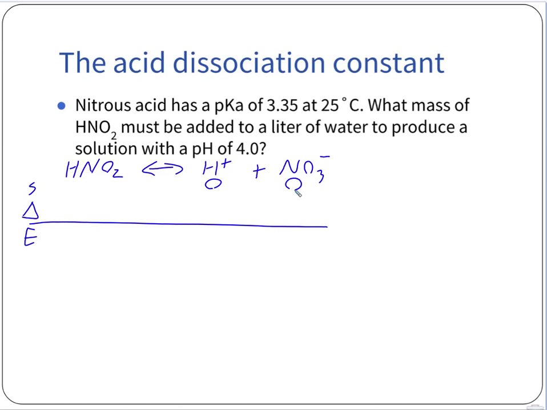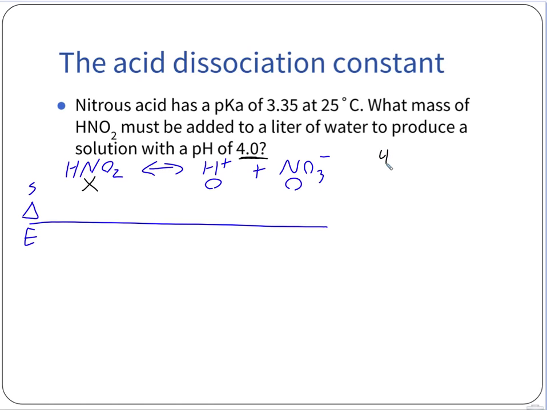Do we know the original concentration of anything? We do not. And because we don't know that, we're going to have to leave our original concentration as X right here. If we have to use other ones, we'll use y's, but we have that there. So let's see. Do we know any of the equilibrium concentrations? It does tell us that the pH ends up being 4.0.